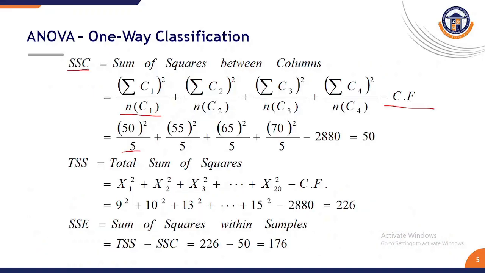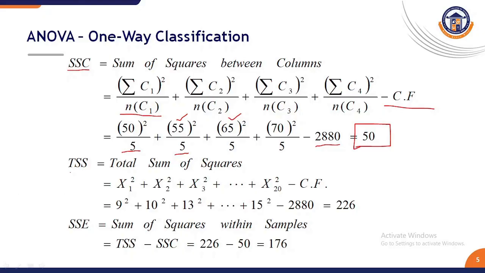50 square divided by 5 plus 55. This is the sum of second column square value divided by size of second column. Sum of third column is 65. 65 square divided by 5 plus sum of fourth column 17 square divided by 5 minus CF value. Then SSC equal to 50.